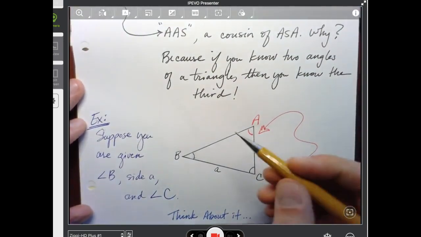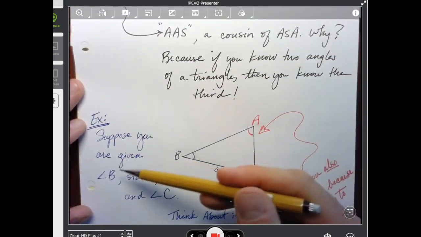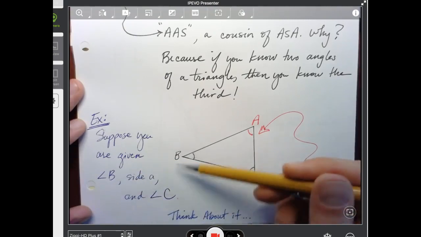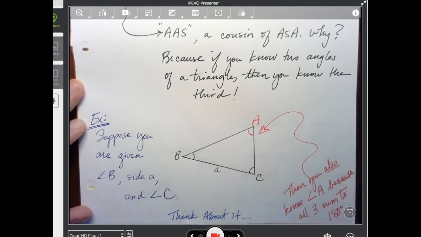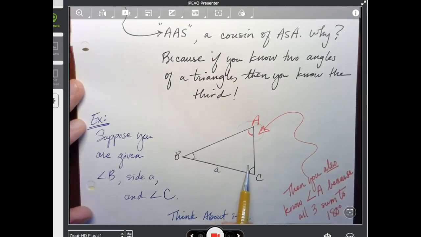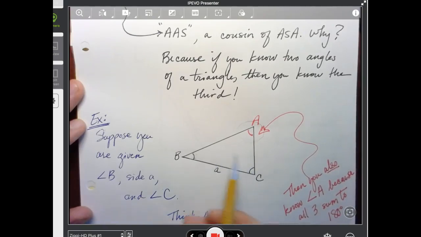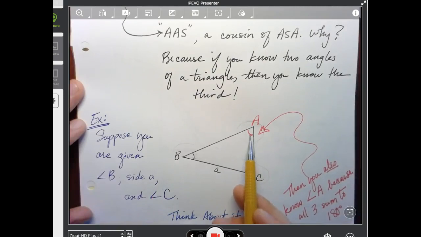Suppose you are given this triangle with angle B, side A, and angle C. So here's angle B, side A, and angle C. Well, think about it. You also know angle A up here. You know the third angle because if you know two of them, you can just subtract them from 180. All three of the angles sum up to 180. So if you know these two and you know that they equal 180, then you just have one unknown value and you can use algebra to easily solve for that value.